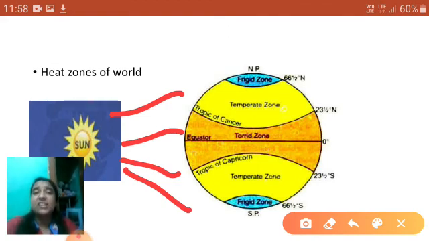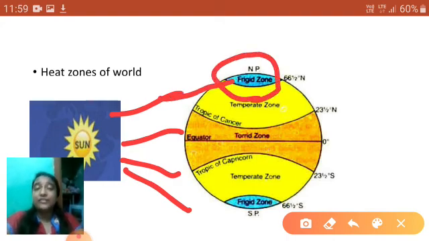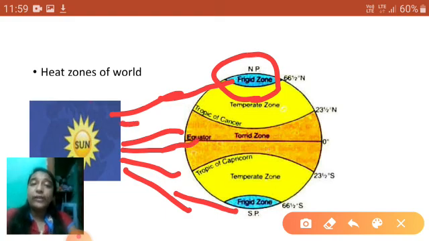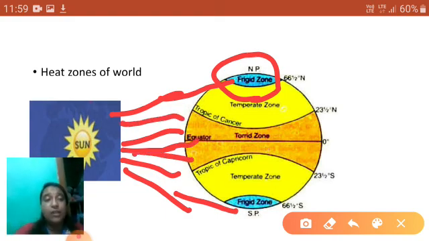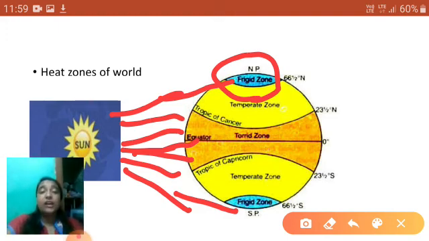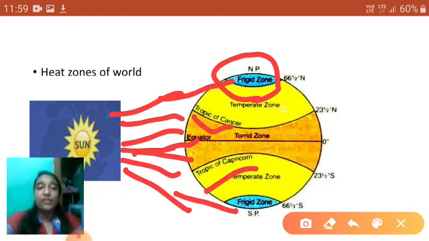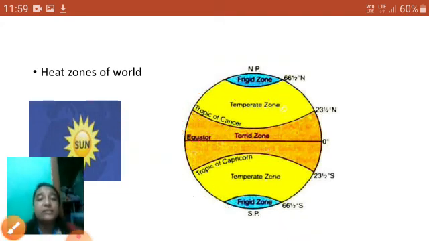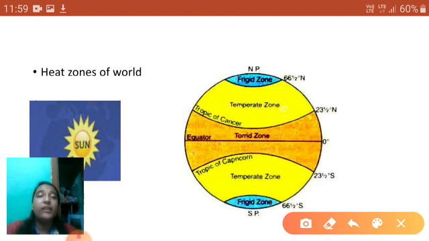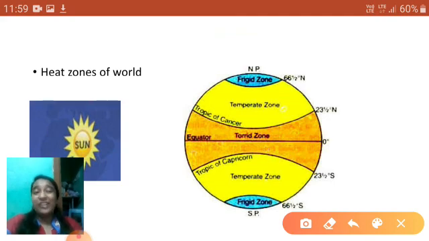The sun's rays are absorbed so much. But towards the frigid zone, I don't think the sun rays will be more. Towards the frigid zone, the sun rays will be less, and towards the equator zone, the sun rays will be more. We divide it on the basis of how the sun rays fall on the Earth. As you know, this is the equator, Tropic of Cancer, Tropic of Capricorn. The place between them is the torrid zone, which is very hot.